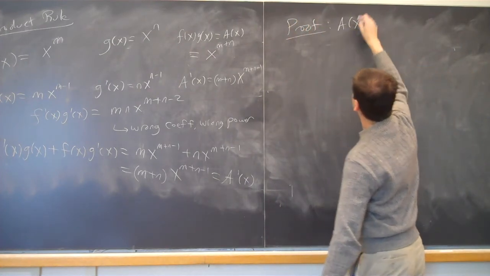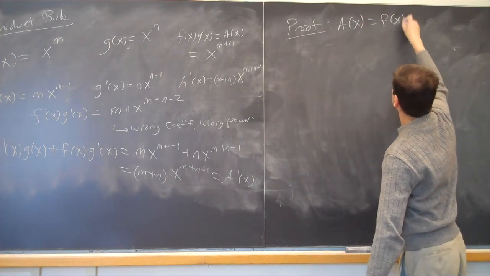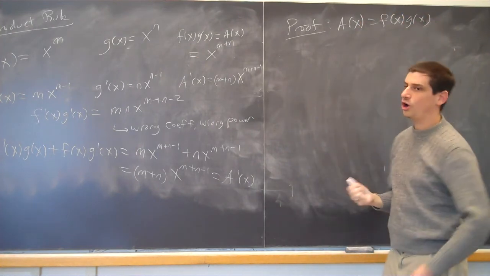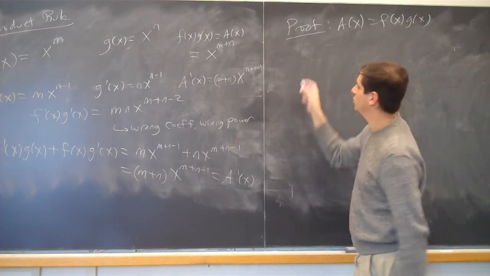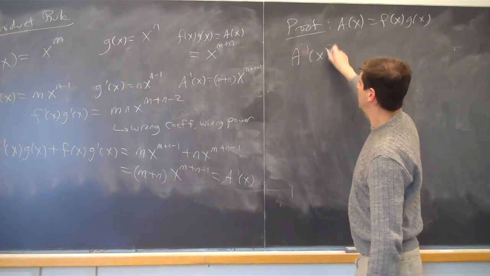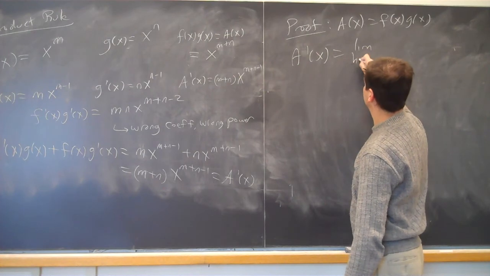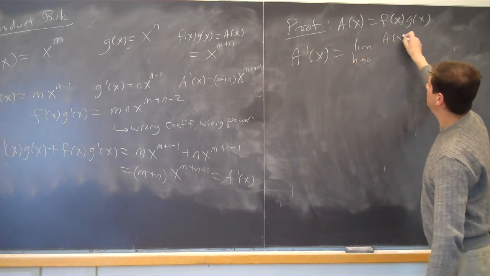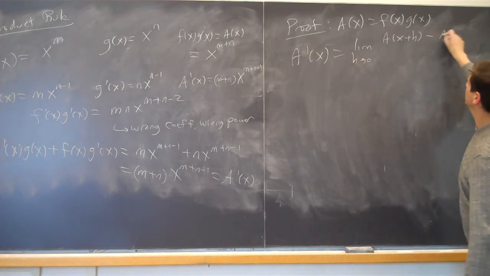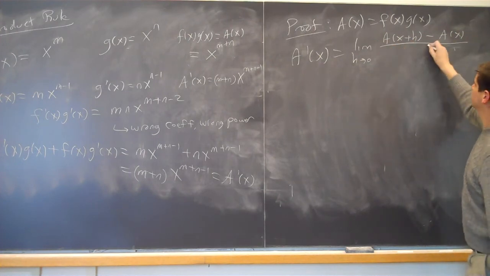So a of x is going to be f of x times g of x. All proofs start the same way. They all start with the definition of the derivative. a prime of x is the limit, as h tends to 0, of a of x plus h minus a of x over h.